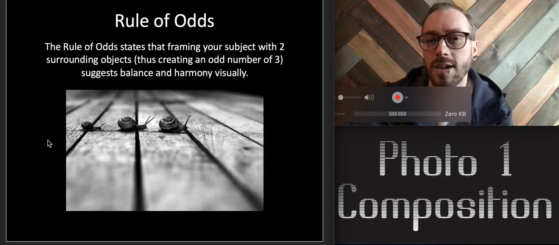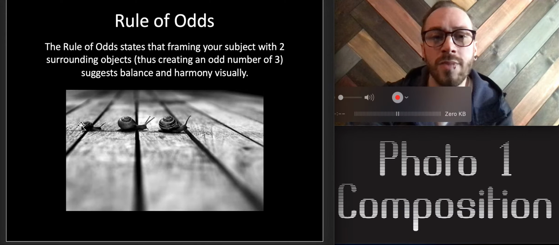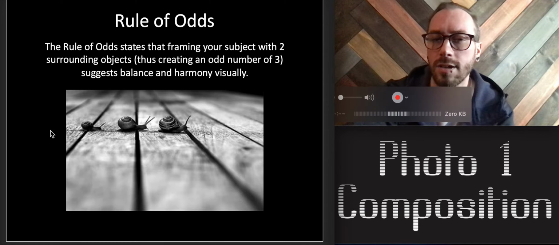So here are some snails going across some deck boards or whatever it is. There are 3 of them. You can try to imagine blocking one of them out, and then visually, it's just not going to look as good as it does right now. So you do have the rule of odds with the 3 snails.